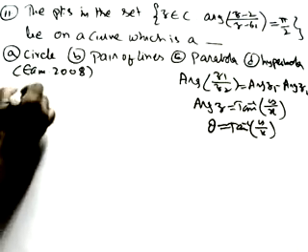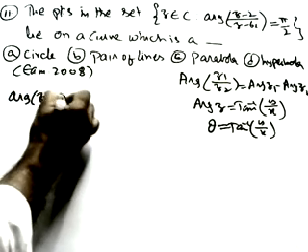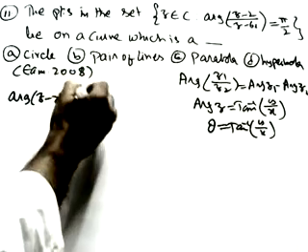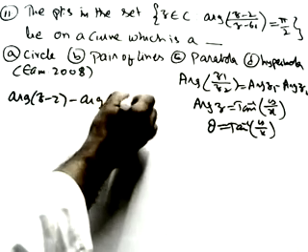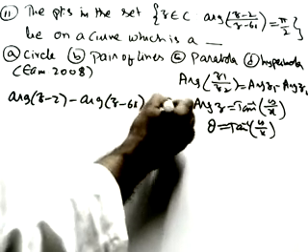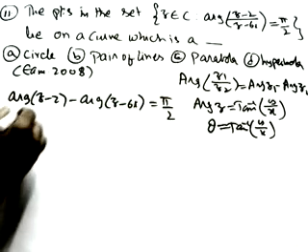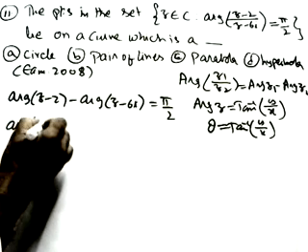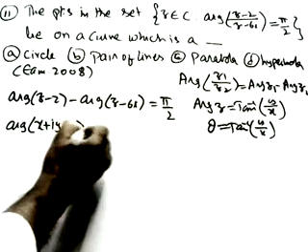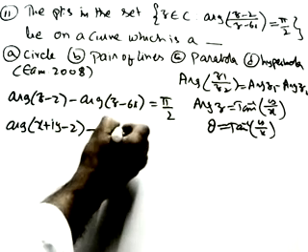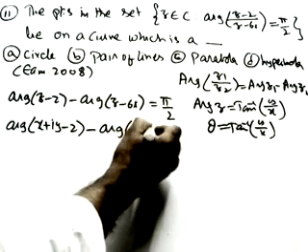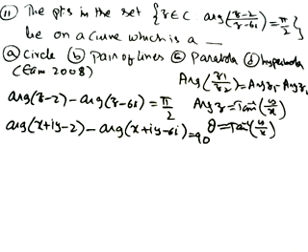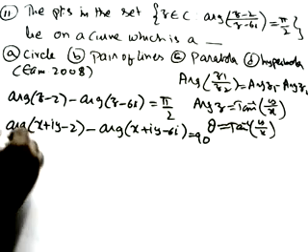Now you see here, argument of z1 by z2 can be written as argument of z1 minus argument of z2, which equals pi by 2. Now let me do one thing. What is z? Z is x plus iy. So argument of (x plus iy minus 2) minus argument of (x plus iy minus 6i) equals pi by 2, which is nothing but 90 degrees.